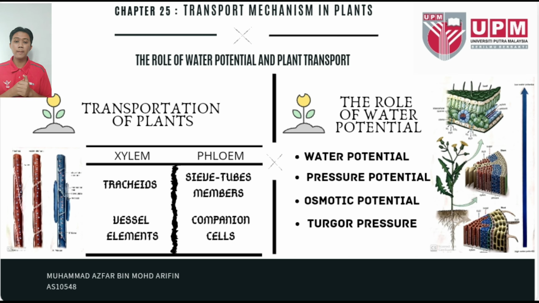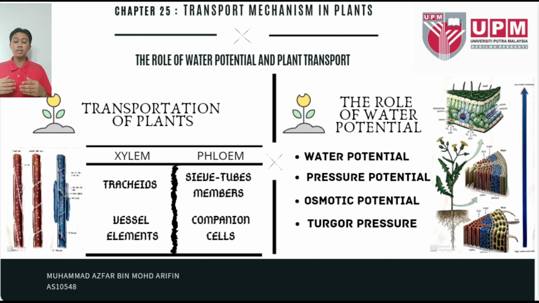But another question is, how can the roots send the water to the leaves for the leaves to run the photosynthesis process? That is why vascular plants have two conducting tissues, which are xylem and phloem. So what is xylem? Xylem is the tissue responsible for sending water from the roots to the leaves.